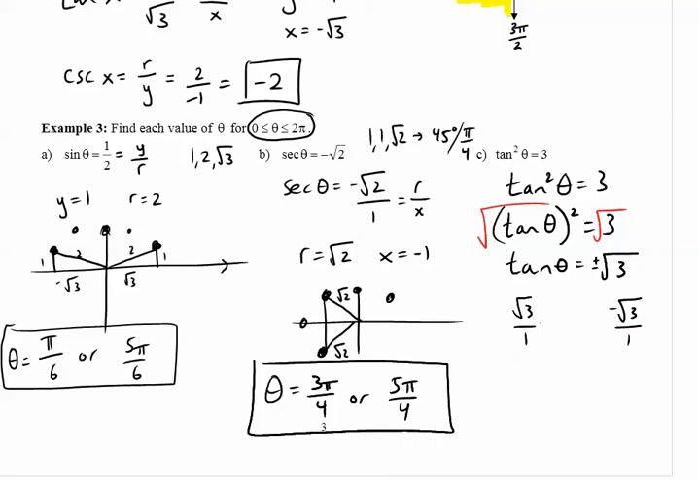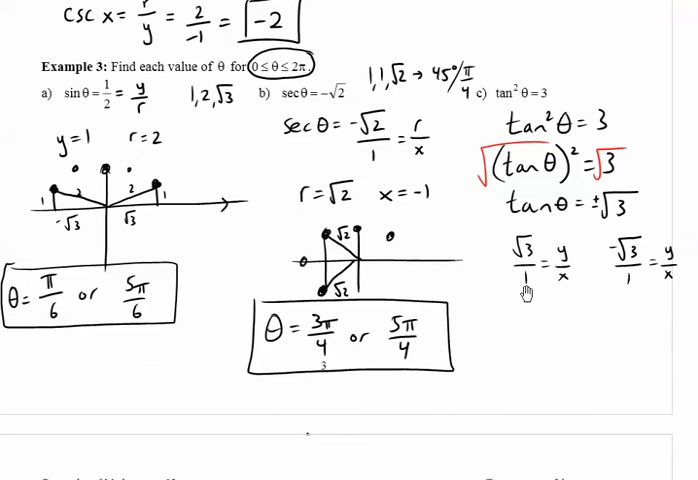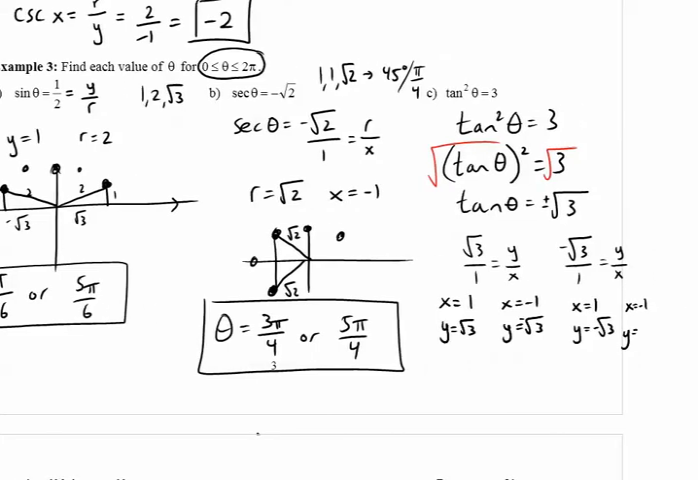Now tan is equal to y over x. So this situation leaves two possibilities. Either x and y are both positive, or x and y are both negative. And this situation also leaves two possibilities. Either x is positive and y is negative, or x is negative and y is positive. So there's four different answers.